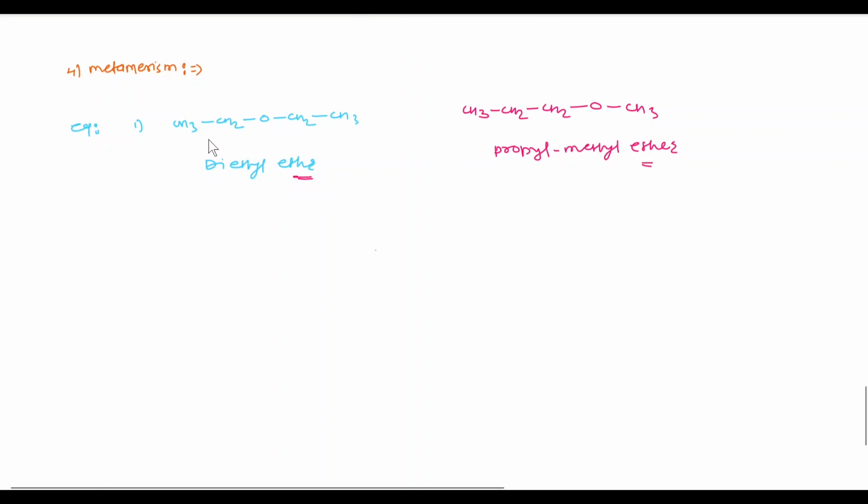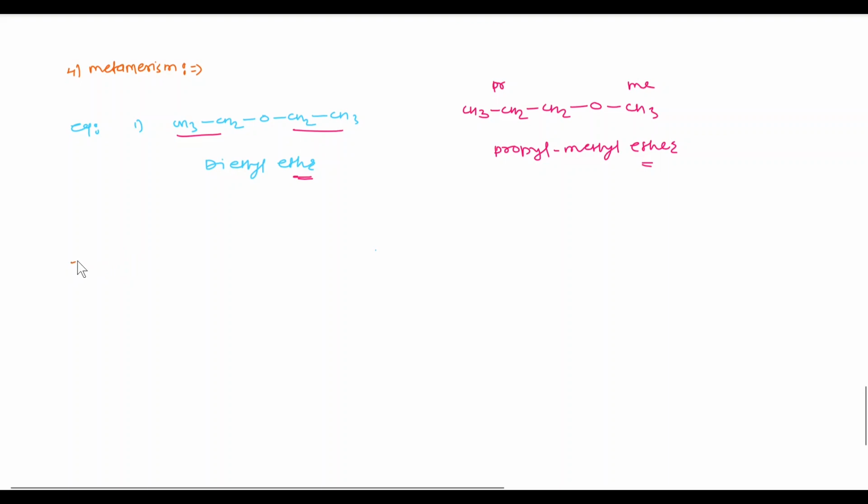But the carbon chain on either side of oxygen is different. For the first molecule, diethyl ether, one side is ethyl and the other side is also ethyl. But for the second molecule, propyl methyl ether, one side is a propyl fragment and the other side is a methyl fragment, and that's why these two molecules are metamers of each other.